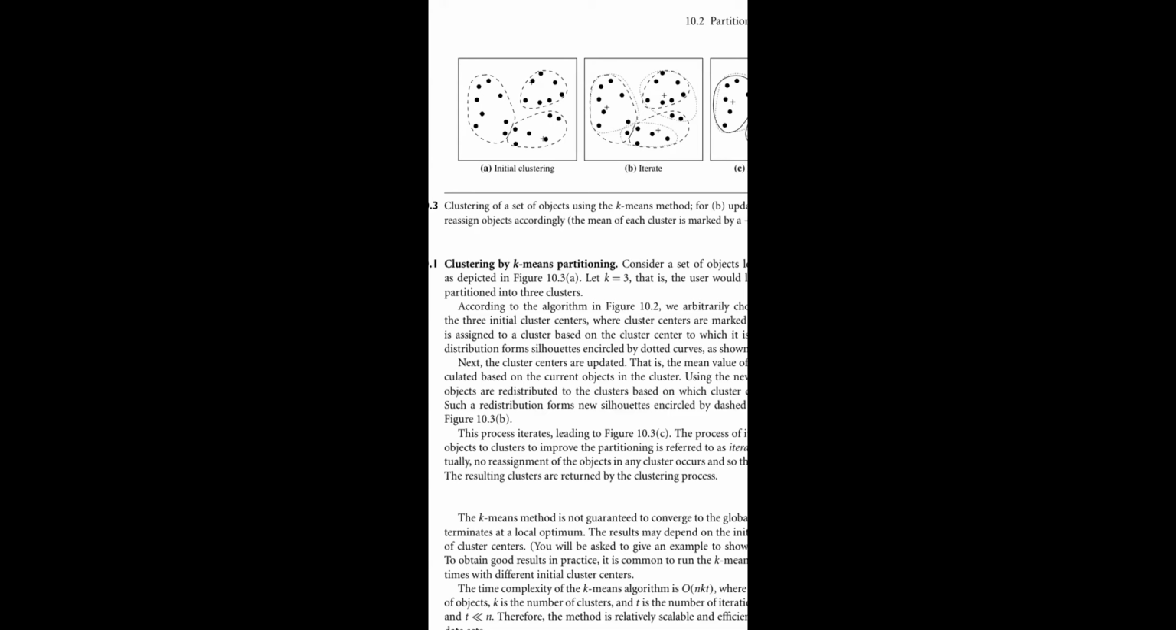In partition methods, we have to use two types of techniques. One is the K-means, the centroid-based technique, and the second one is K-medoids. K-medoids is a representative object-based technique. These are the two types of techniques we use in partition methods.